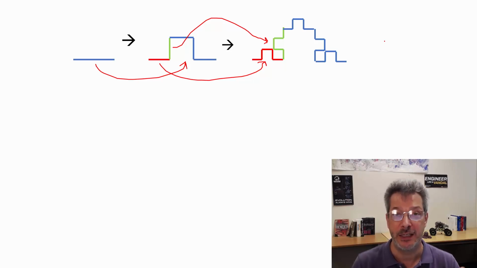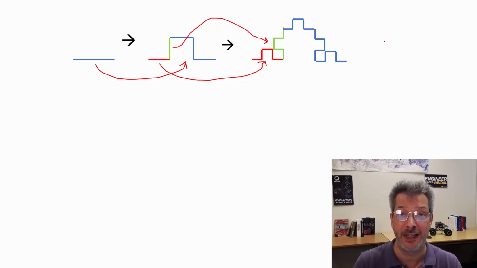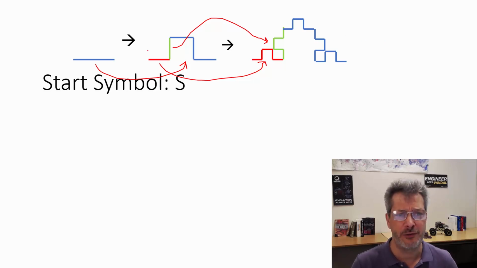What we need is a formal way to define those rewrite rules, and that's where this notion of a grammar comes in. And it's the same as you have grammar for a language. It is the rules that define what is a valid sentence in a language or what is a valid image. So every grammar starts with a start symbol. I'll just use S for the start symbol.